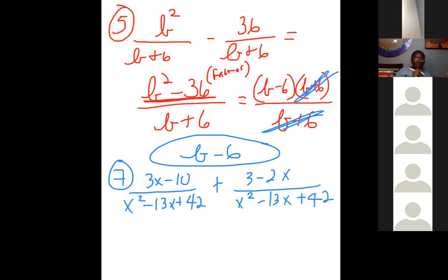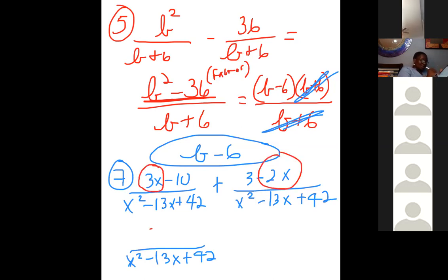So guys, obviously the denominators are alike, so you want to keep the denominator, x squared minus 13x plus 42. Now all you have to do is add the numerators together. Be careful. In the numerator, you have a 3x, which can be combined with the negative 2x. That's going to give you x. Furthermore, you have a negative 10, which can be combined with positive 3. That's going to give you a negative 7.